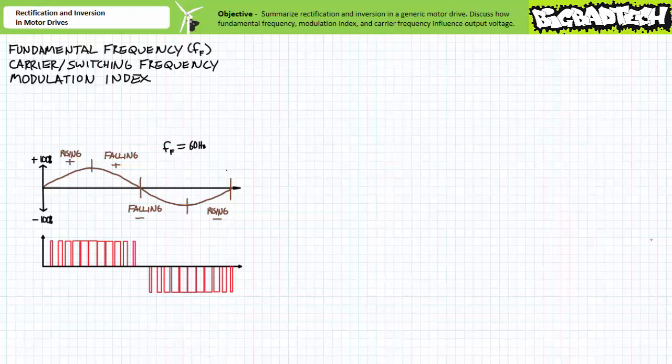Given a fundamental frequency of 60 Hz, the inverter varies the duty cycle in a rising sinusoidal fashion from 0 to 100% to generate the rising positive section over 4.2 milliseconds. Then it varies the duty cycle in a falling sinusoidal fashion from 100 back to 0% to generate the falling positive section over the next 4.2 milliseconds.